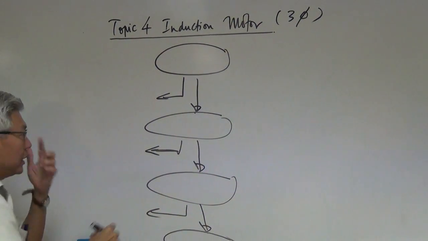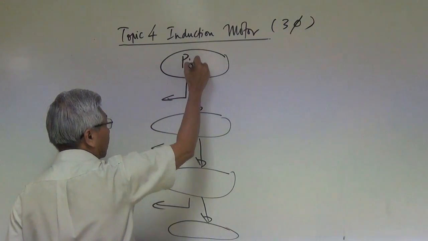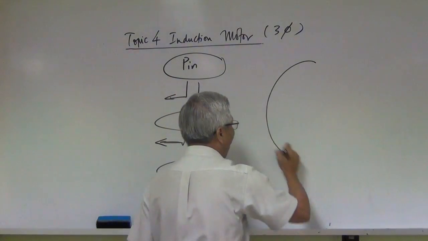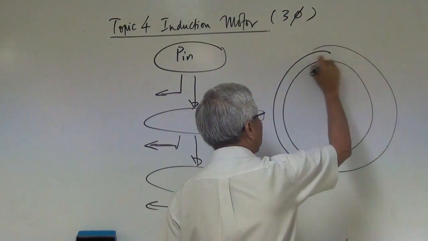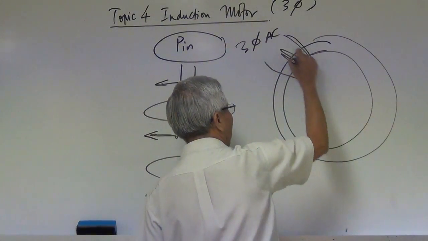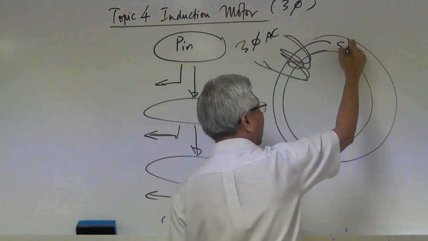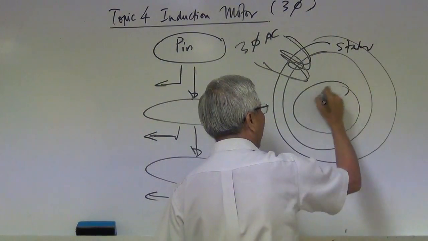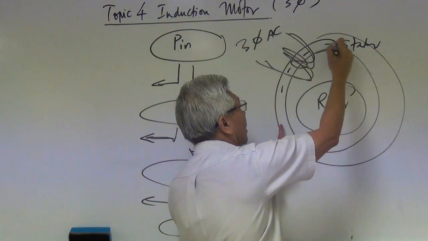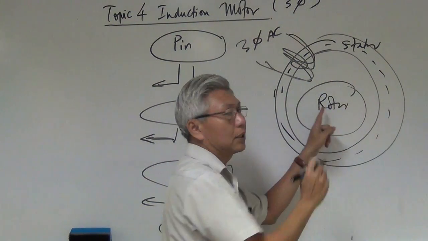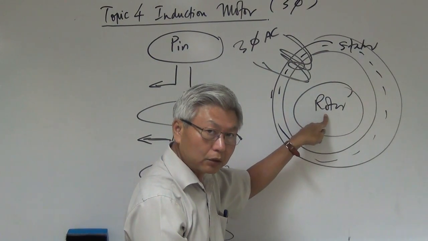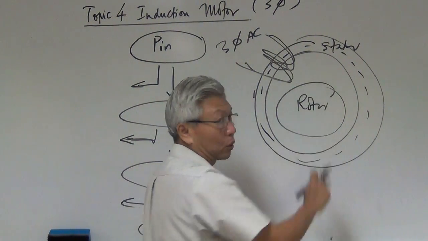Okay, now this is the input power, and the input power actually goes to the stator, because if you recall the construction of an induction motor, you have 3-phase AC, right? That goes into the circuit. That's your stator, and then it interacts with the rotor. Remember the moving magnetic flux interacts with the rotor, and voltage is induced in the rotor. So the current-carrying conductor in the rotor reacts with the magnetic flux and makes the motor move.